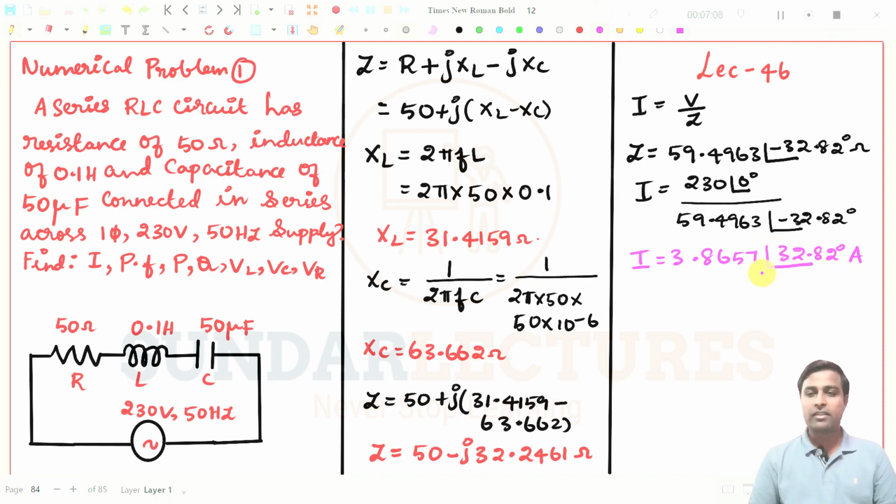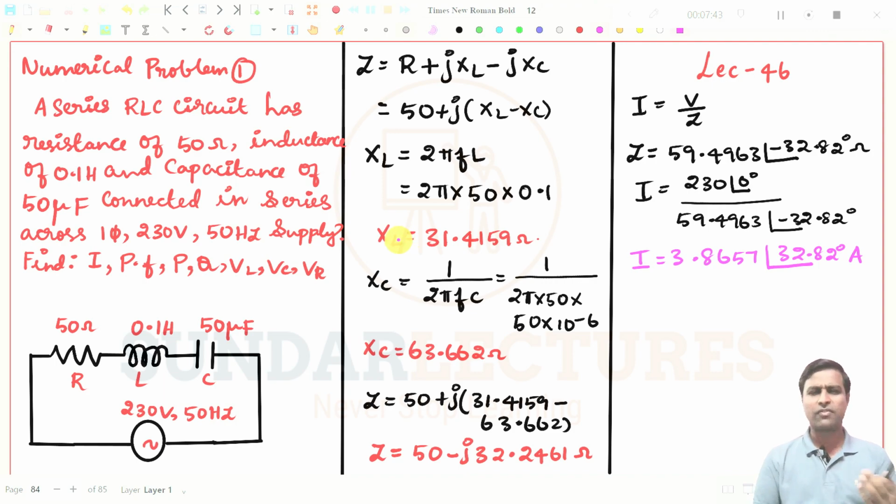Which means the current leads the voltage phasor by 32.82 degree. Then what is this circuit? This is a capacitive RC circuit. It looks like a capacitive circuit because the current leads, right? It is more a capacitive circuit than an inductive circuit because XC is greater than XL. So obviously the current should lead because XC is greater than XL in this particular circuit.